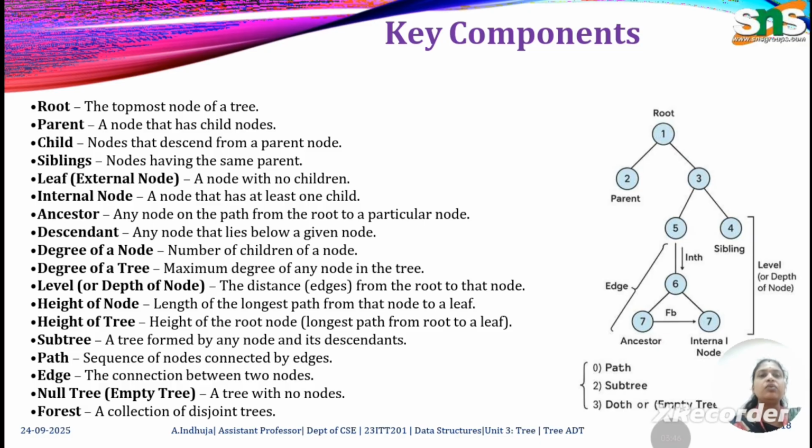A path is a sequence of nodes connected by edges. What do you mean by an edge? The connection between two nodes is called an edge. A null tree or empty tree is a tree with no nodes. A forest is a collection of disjoint trees.